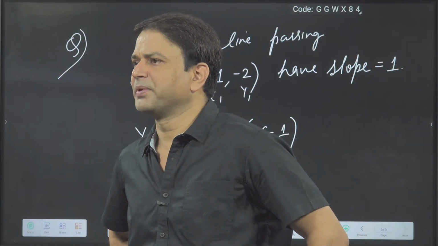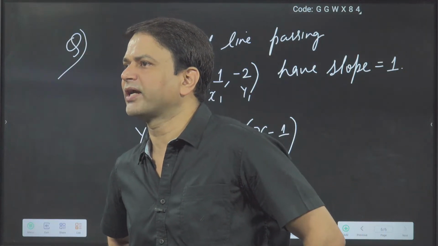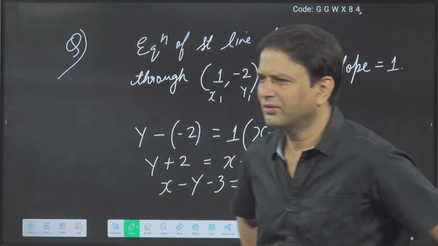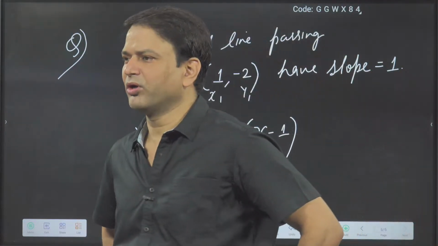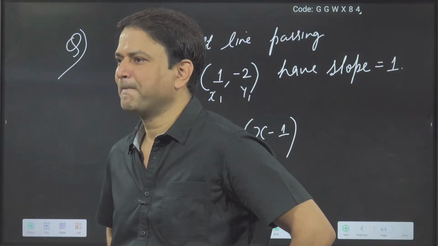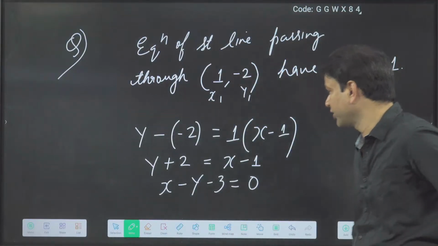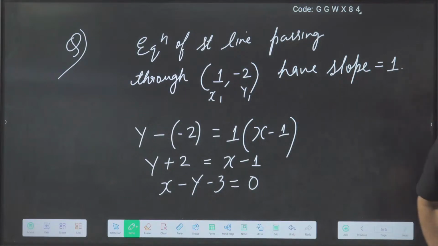Why did more people get 4? Why 4? It is not early morning also, means you are sleeping. Okay, so everybody got x minus y is equal to 3. Okay.